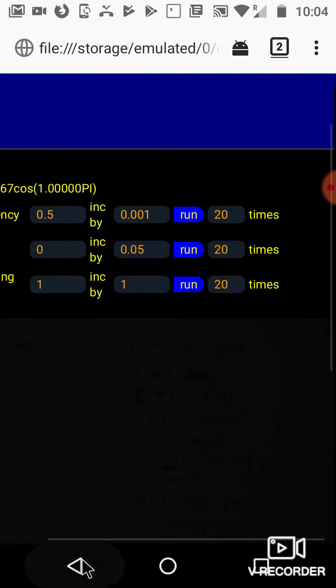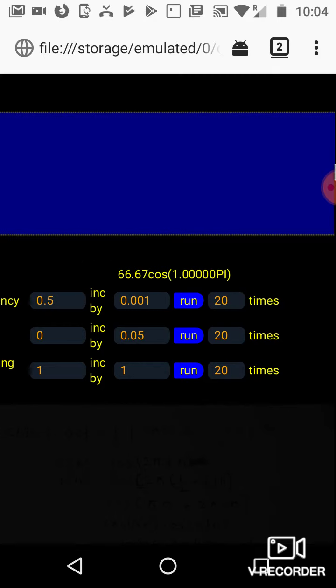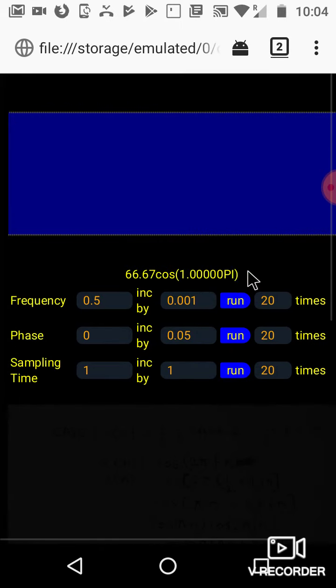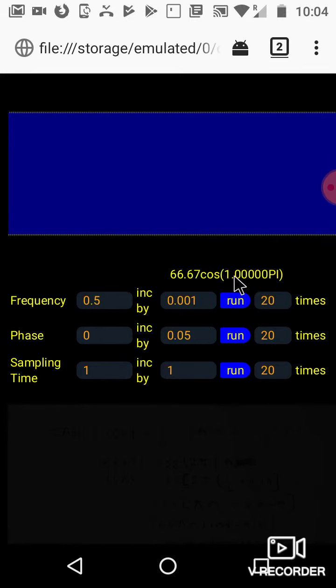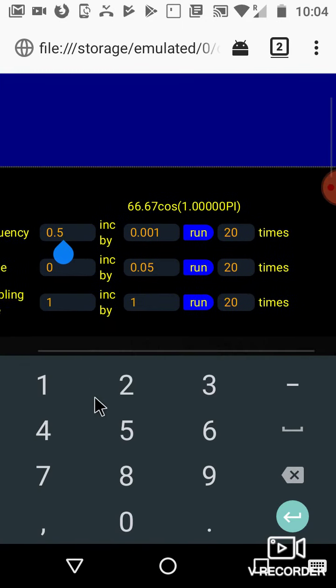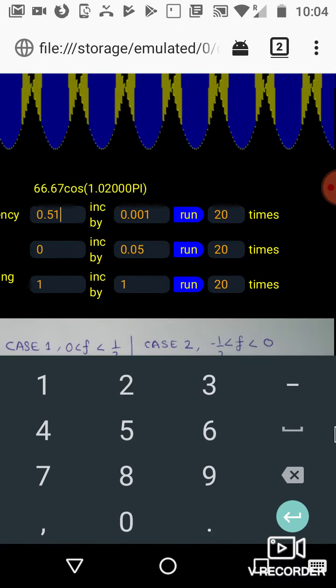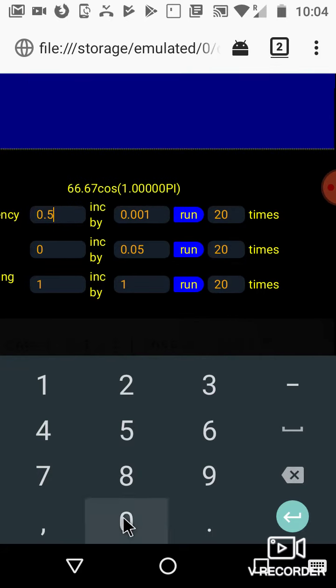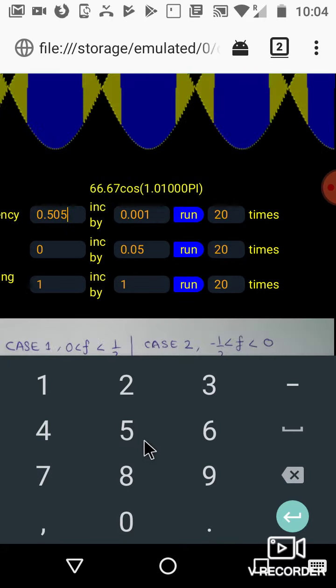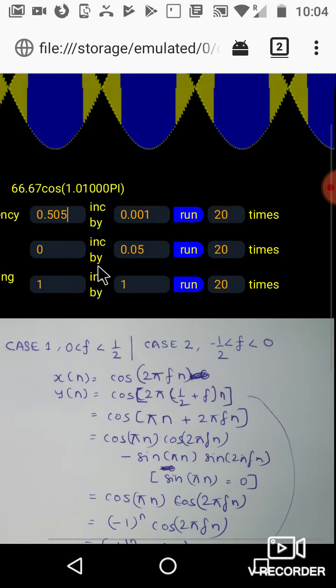So see, for half the graph becomes straight, because you can see that now the equation is 2 pi f, and f is 0.5, so it's 1 pi, and that is always a constant number. So the graph is a DC kind of, you can say. Now what happens when we go past 0.5? Let's say 0.51, or increase it by a very small amount, 0.005, so it becomes 0.505.